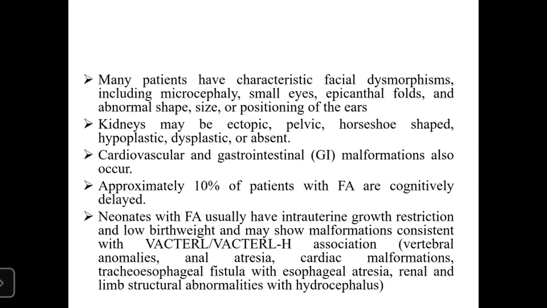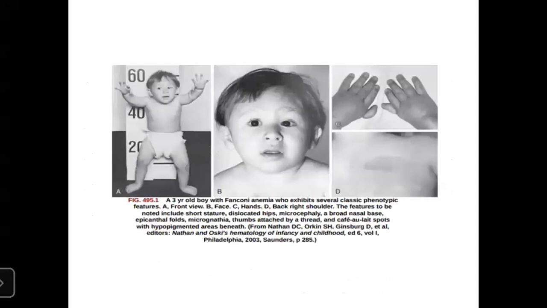Females can have malformations of the vagina, uterus, and ovary, and all have reduced fertility. Many patients have characteristic facial dysmorphism, including microcephaly, small eyes, epicanthal folds, and abnormal shape, size, or positioning of the ear. Kidneys may be ectopic, pelvic, or dysplastic. Cardiovascular or gastrointestinal malformations also can occur. Approximately 10% of patients are cognitively delayed. Neonates usually have IUGR and low birth weight and may show malformations consistent with VACTERL-H. That stands for vertebral anomalies, anal atresia, cardiac malformation, tracheoesophageal fistula, esophageal atresia, renal and limb structural abnormalities, with hydrocephalus.